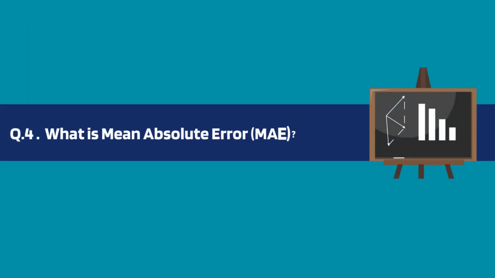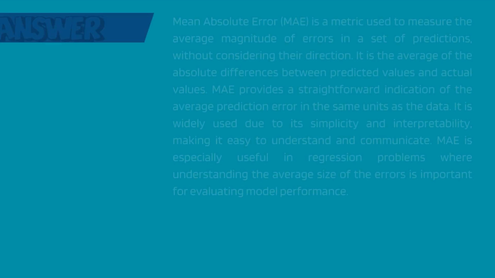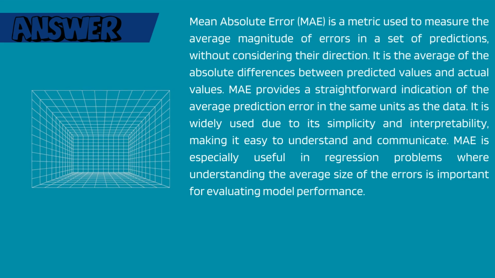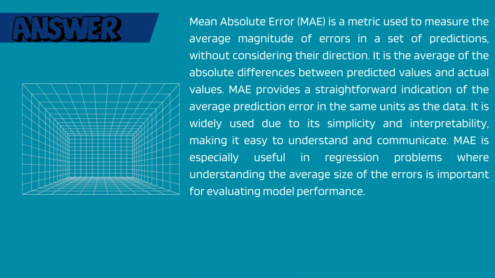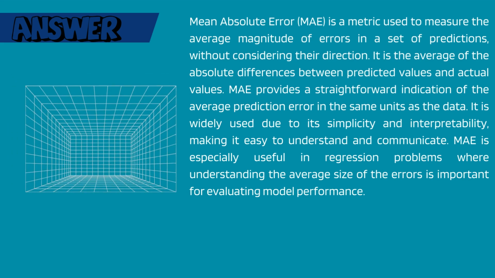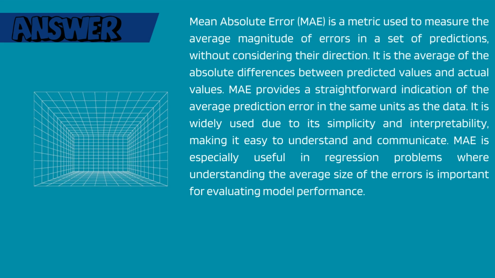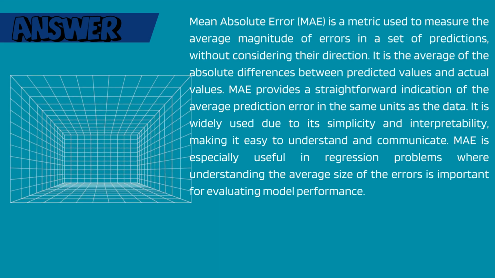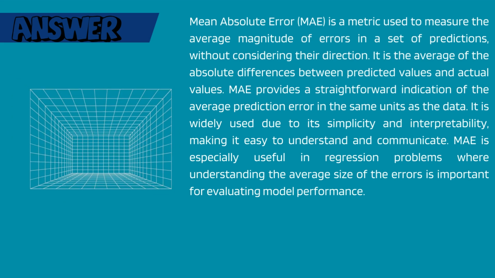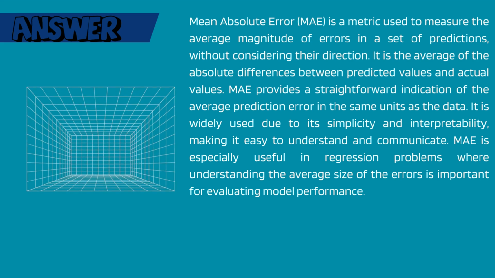What is mean absolute error? Mean absolute error is a metric used to measure the average magnitude of errors in a set of predictions without considering their direction. It is the average of the absolute differences between predicted values and actual values.